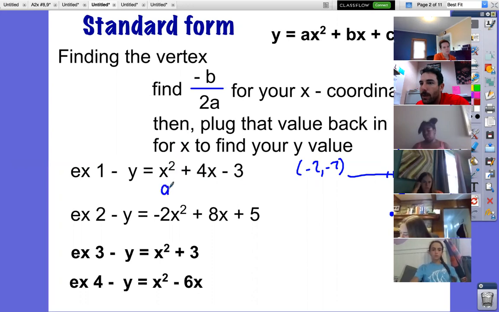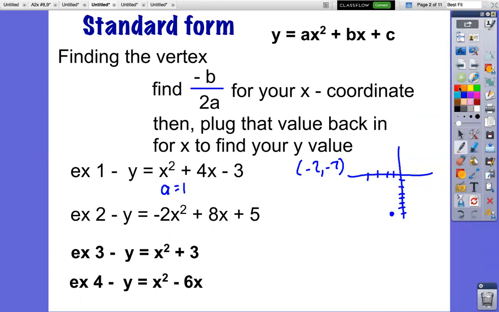Your a value, you said, was 1, which means if I take, let me minimize this real quick, if I take 1 step right, I square it and then multiply by a. So right 1, up 1. There's my axis of symmetry. So left 1, up 1. Well, what if I took 2 horizontal steps? 2 squared is 4 times 1 is 4. So right 2, up 4, left 2, up 4. So graphing, it's exactly the same.